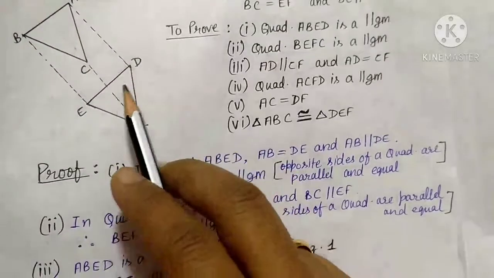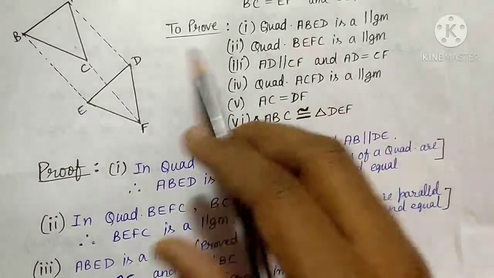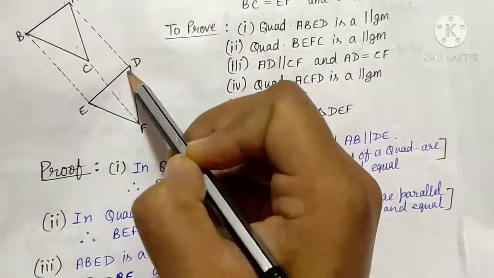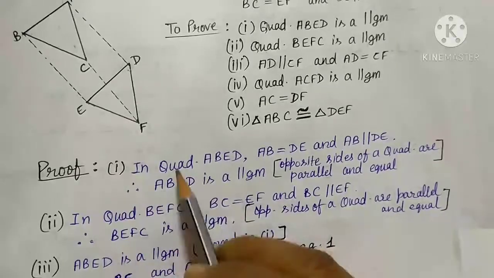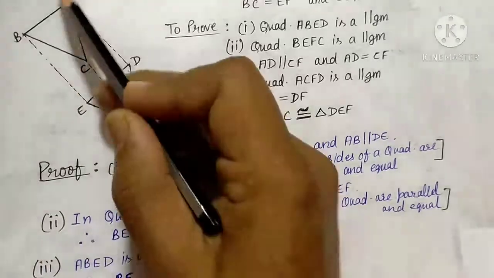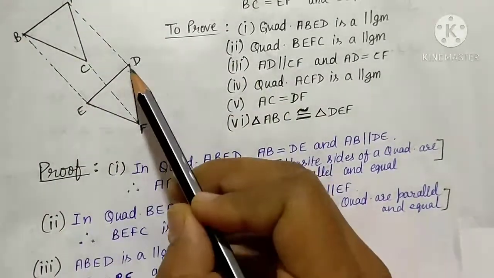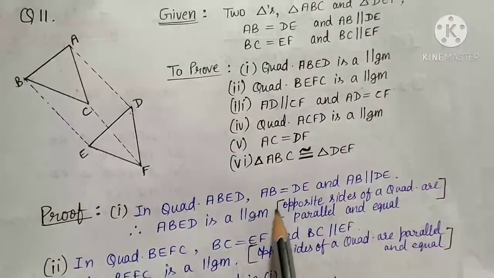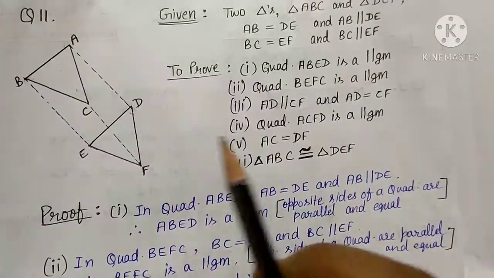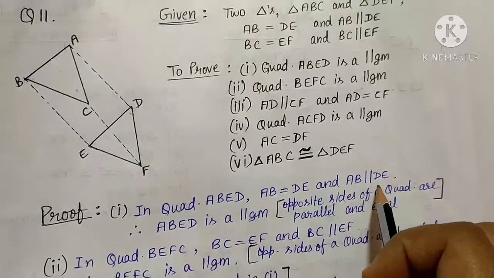As you can see the figure, in the first part we have to prove that quadrilateral ABED is a parallelogram. This is a quadrilateral of 4 sides, as you can see here. Now in this quadrilateral you can observe that AB equals DE, as it was already given in the question. So we have written AB equals DE, and AB is also parallel to DE.